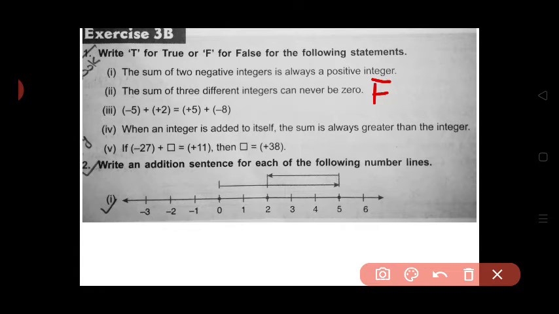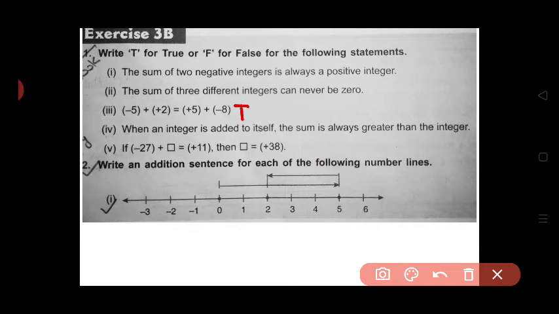So that is false. Next one is: -5 plus 2 is equal to +5 plus -8. Let's check that. -5 and +2, what will be the result? It is -3. Why? -5 is the greater one. Okay. The next one is +5 and -8. Again, let's solve it. The difference of 8 and 5 is 3, and as we see, -8 is the greater one, so put the negative sign. That means in both cases we get -3. So this equation is equal and it is true.